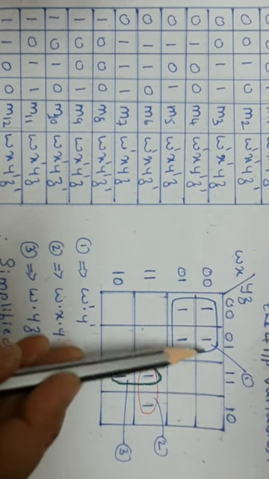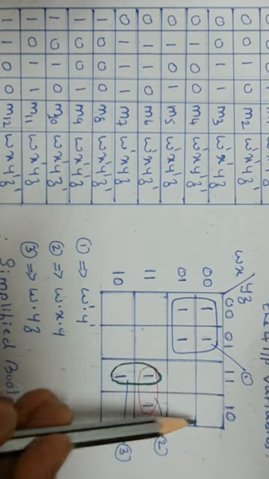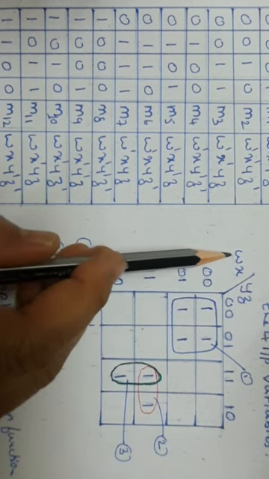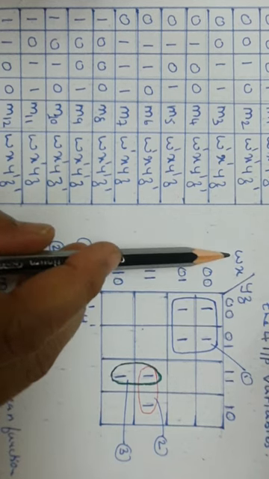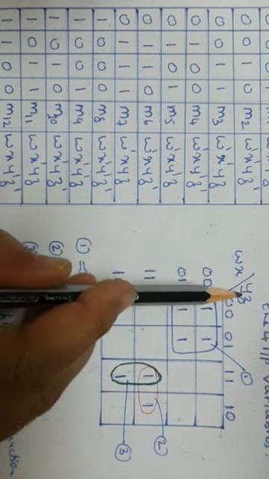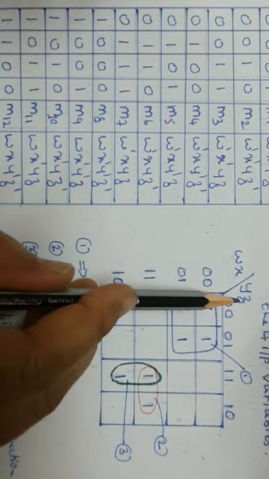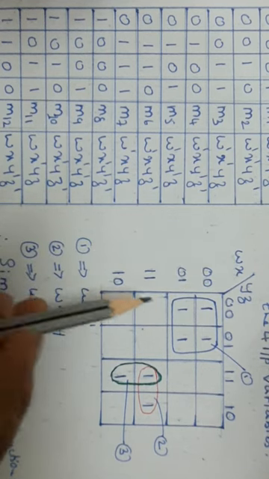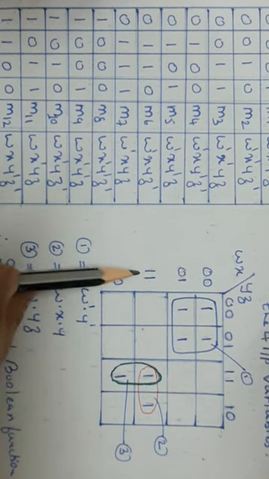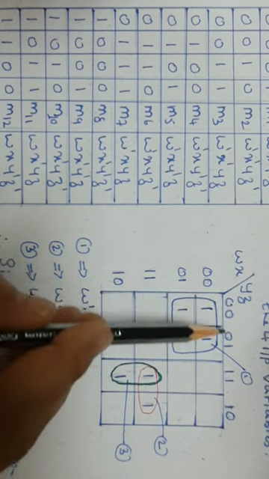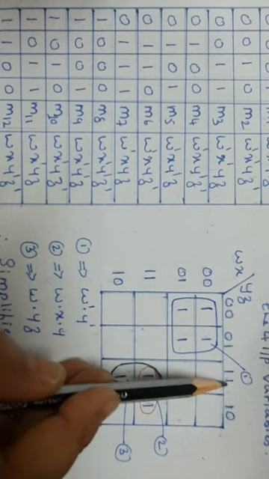We have drawn 4 fours, 16 squares. In the corner we have taken the 4 variables W, X, Y, Z. W, X we write on one side and Y, Z on the other. For W, X the 4 possible combinations are 00, 01, 11, 10 written here, and for Y, Z we write 00, 01, 11, 10 here.